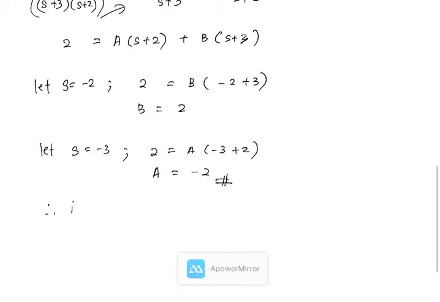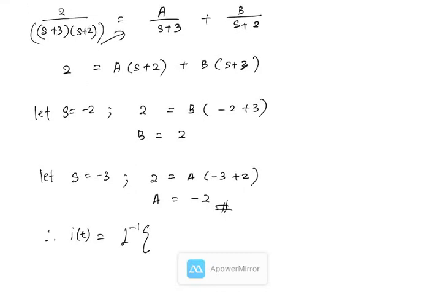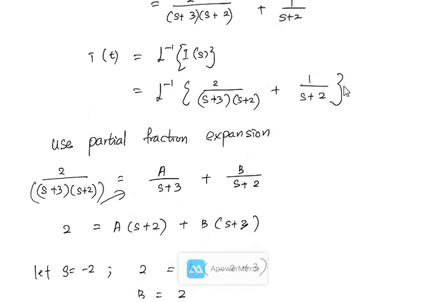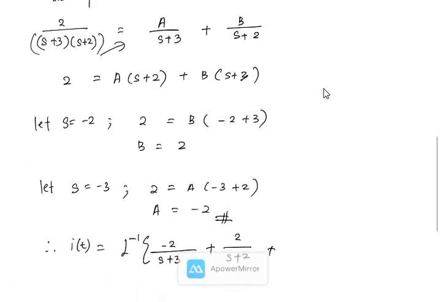So therefore, It is equal to the inverse Laplace transform. We substitute back the A and B in the equation. So A is negative 2 over s plus 3, and then B is 2, so 2 over s plus 2, plus the initial one. The existing term is 1 over s plus 2. So 1 over s plus 2.